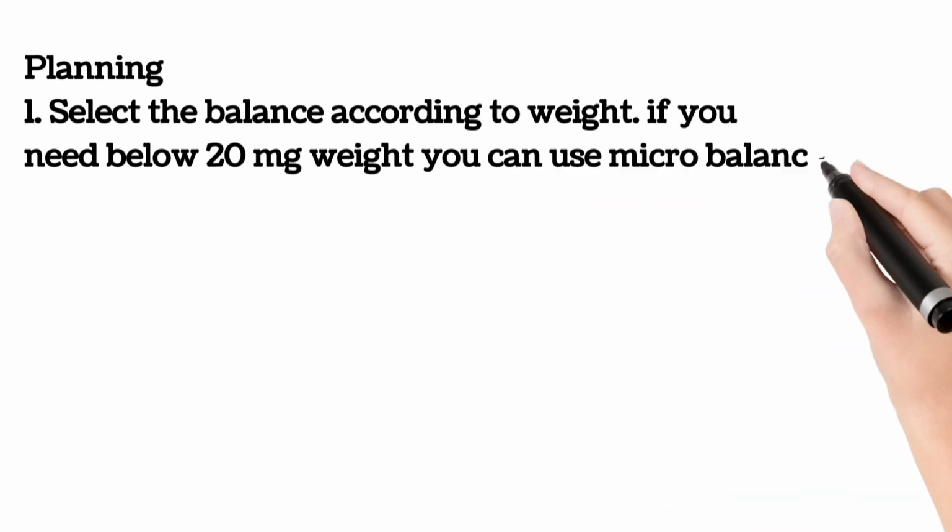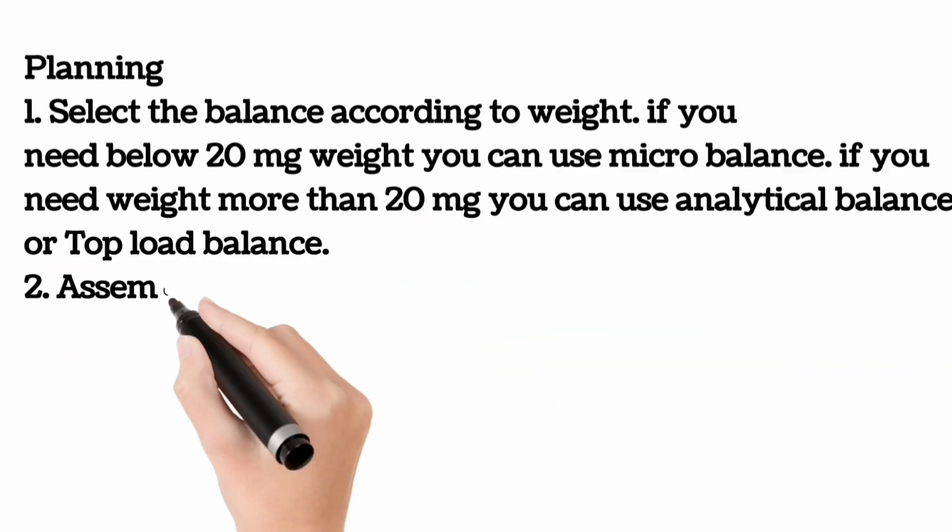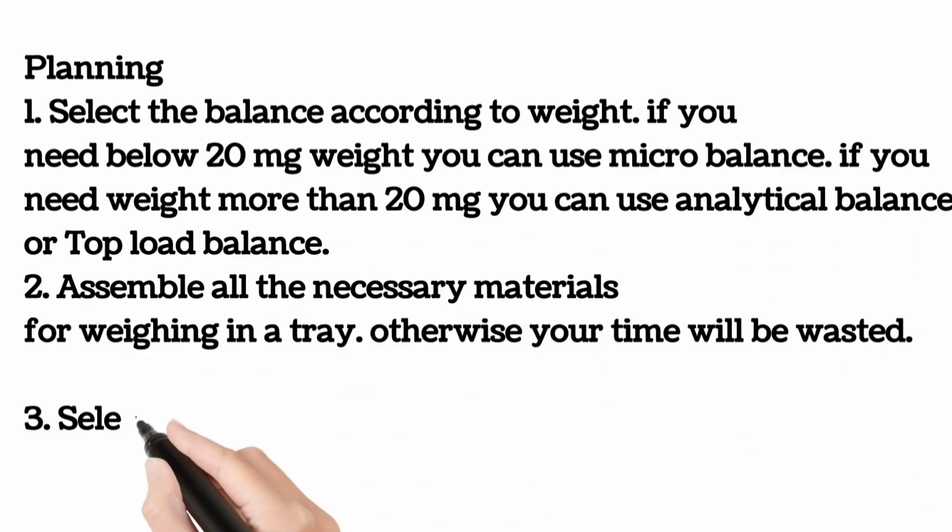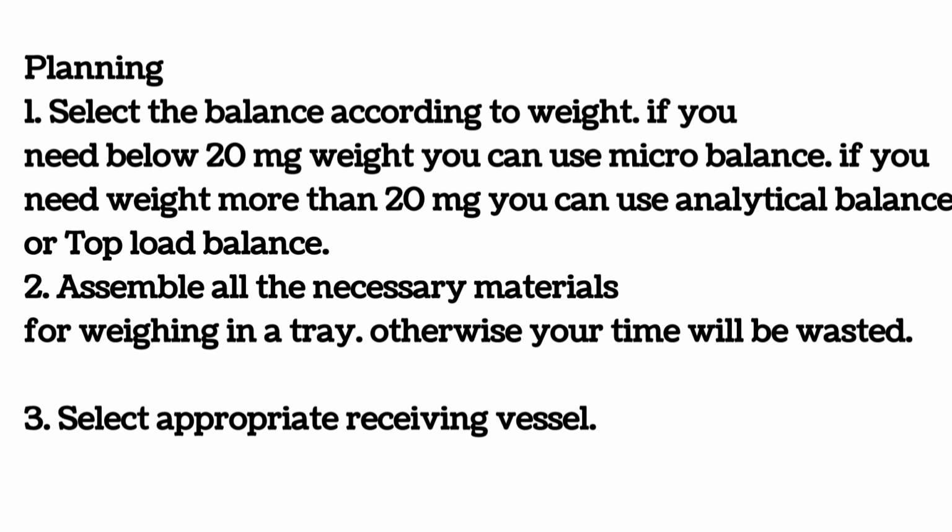The first step of weighing is planning. First of all, select the balance according to weight. If you need below 20 mg weight, select the micro balance. If you need more than 20 mg weight, you can use an analytical balance as well as a top load balance.